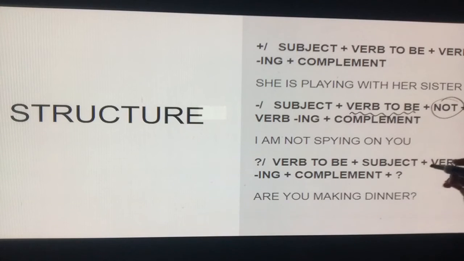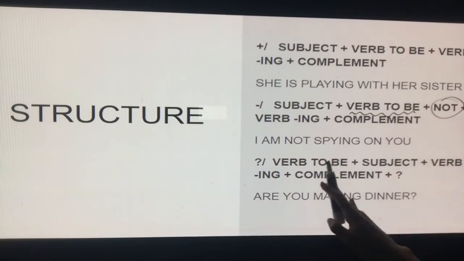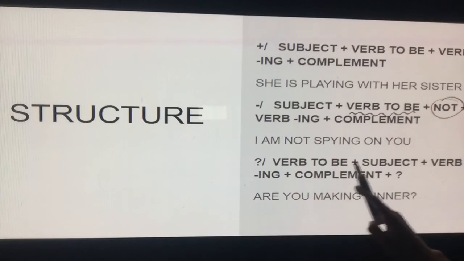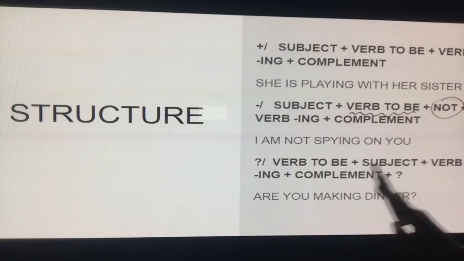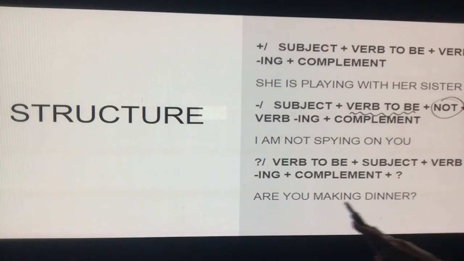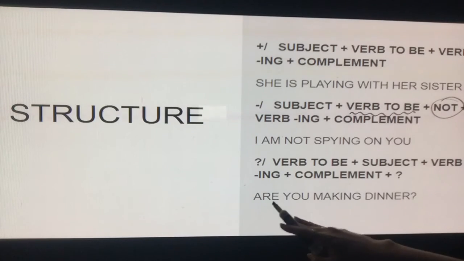And in the last example that we have here is using the structure to create questions or interrogations. In this case, I have to start with the verb to be, then I have to add the subject, I have to add the verb in ing form, and then my complement. So as you can see, we keep the ing form in the main verb, and we have to use the verb to be as an auxiliary verb. So that's the reason why we have it at the beginning of the question.